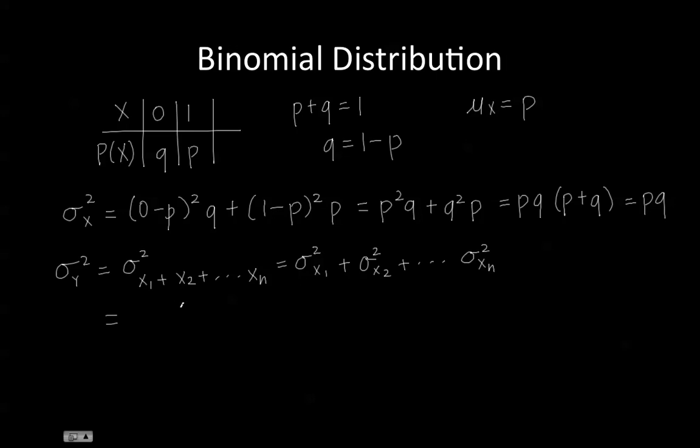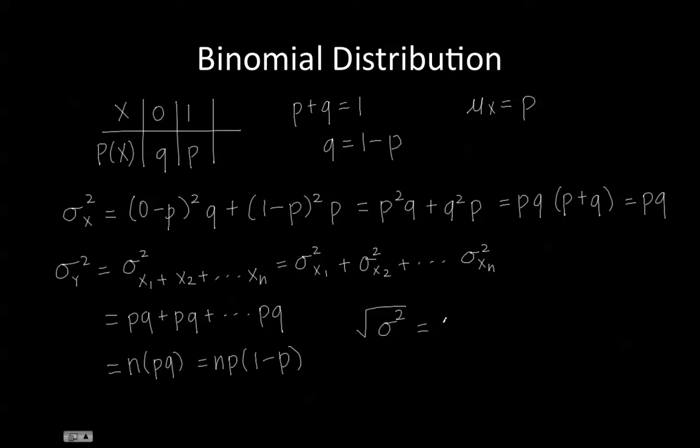And we can substitute pq for each of these different variances. Well, the variances are the same each time, but we do that a total of n times because we have n number of trials. And as a result, we have n times pq, which we can rewrite because we know that q is equal to 1 minus p, and that's our variance. So if we wanted to find the standard deviation, we would take the square root of that, and then that would equal the square root of np times 1 minus p.